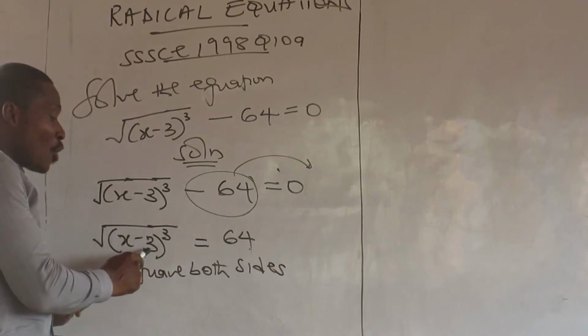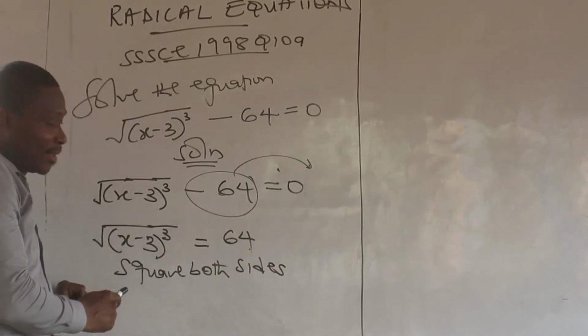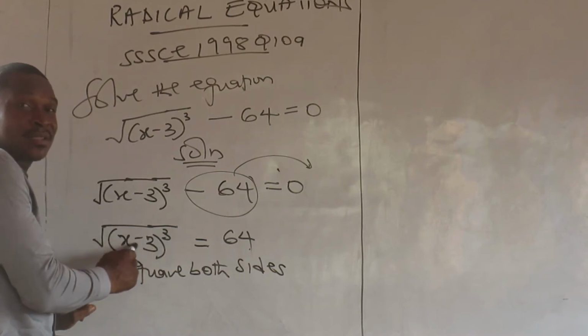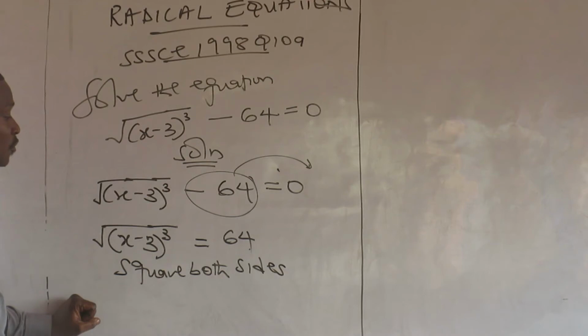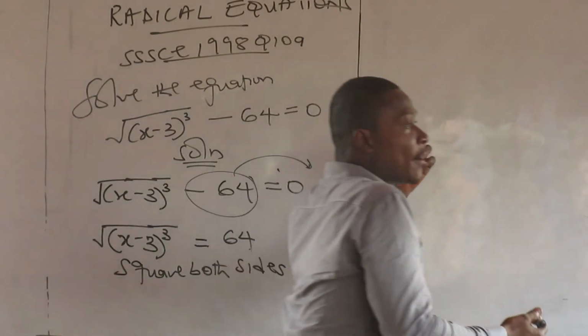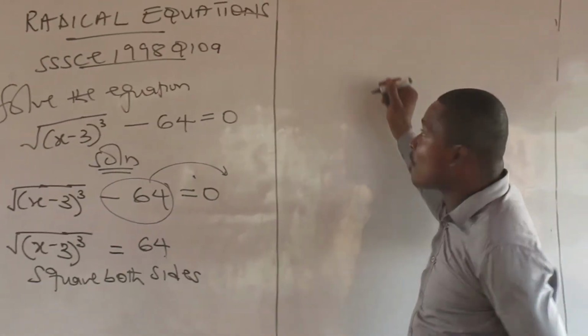Please, I'm not going to cube root both sides. That is x minus 3 cube, not x minus 3 cube root. Be very careful. If it's a cube root, you'll have seen the 3 here. So I have to square both sides. Now let's square both sides over here.